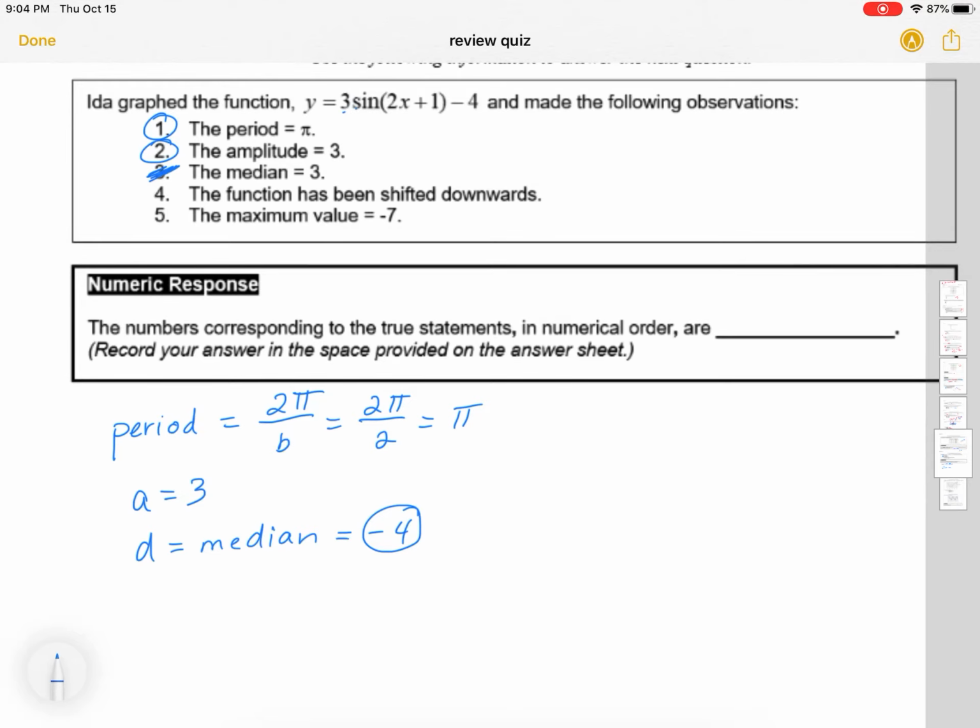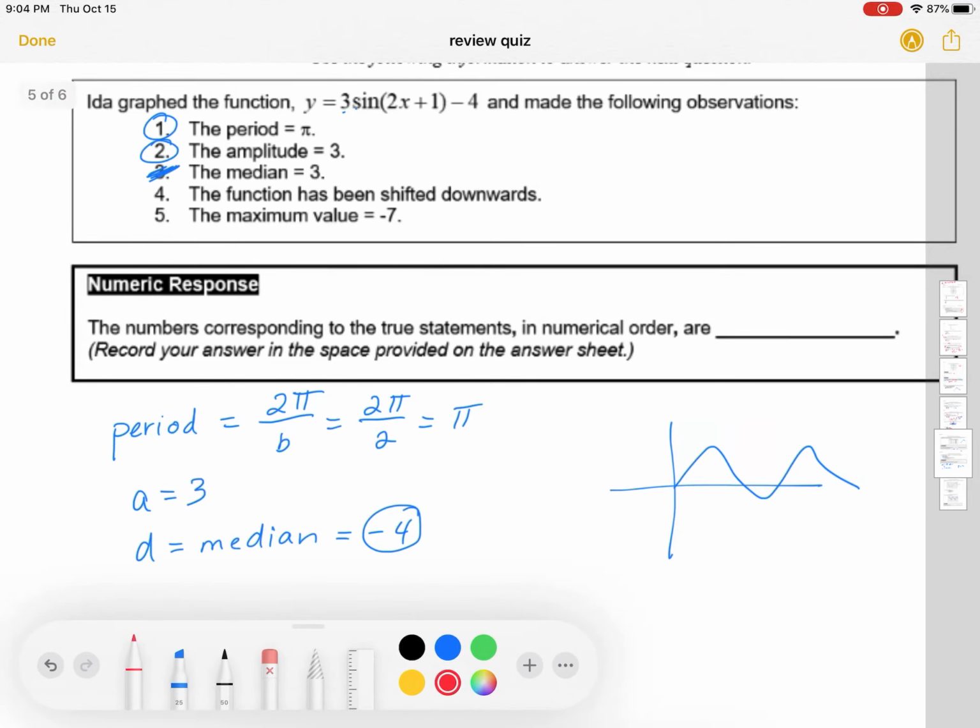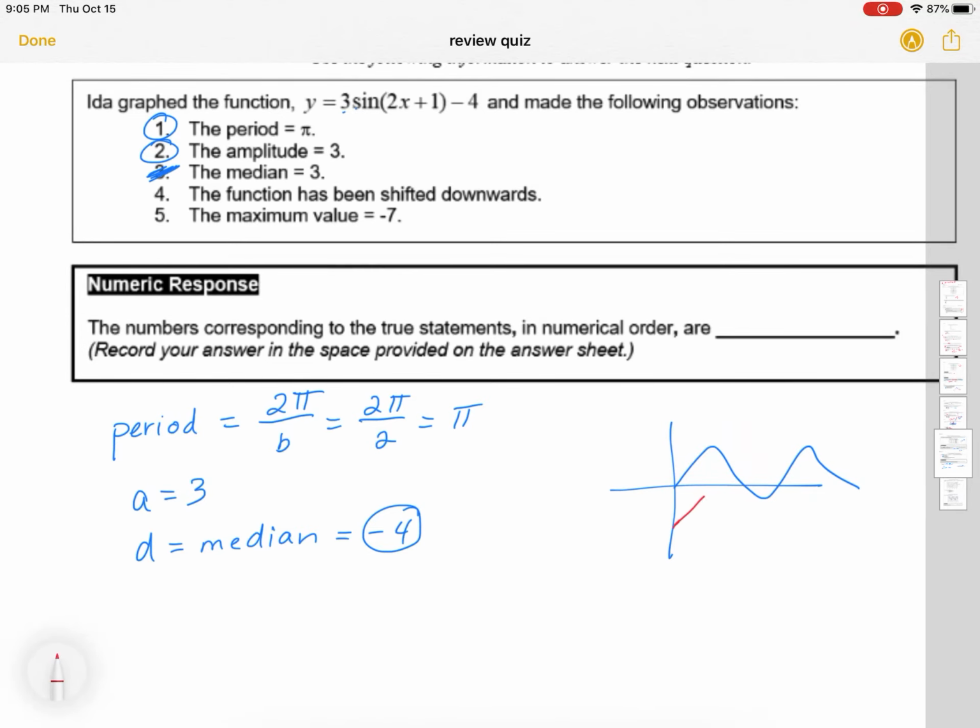The function has been shifted downwards. Well, yes, because normally the median would be at 0, right? For a sine function. So this has been shifted. Normally it would go, right? Well, we've shifted it downwards so that it starts at -4, right? So, yes. So that is correct.